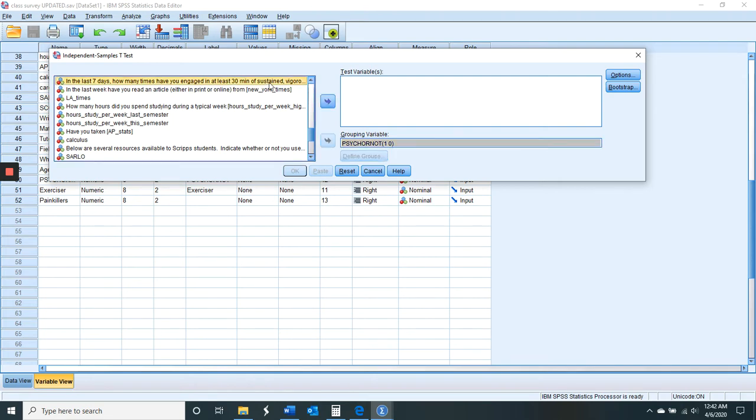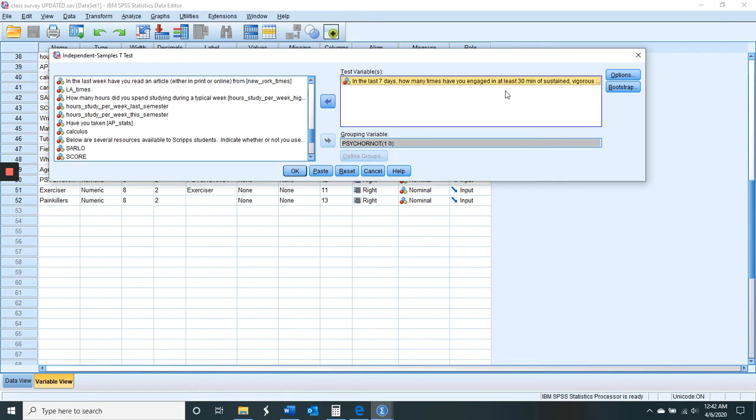What I'm going to do is see if people exercise. This question asks, how many times in the last 7 days have you done vigorous exercise for, I think, at least 30 minutes? Beyond this complication of defining your groups, it's pretty simple. Once we define our groups, we select our DV and we press OK.